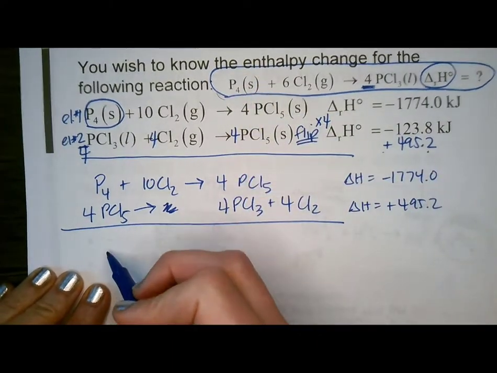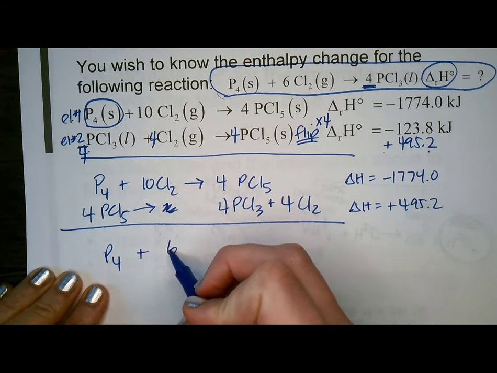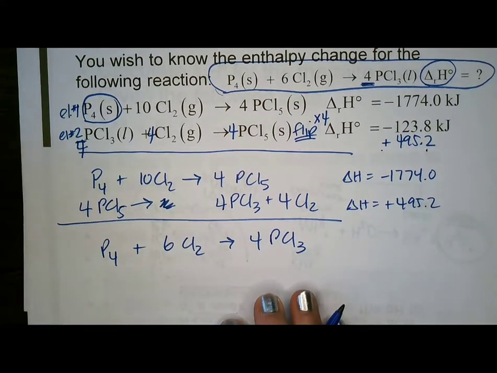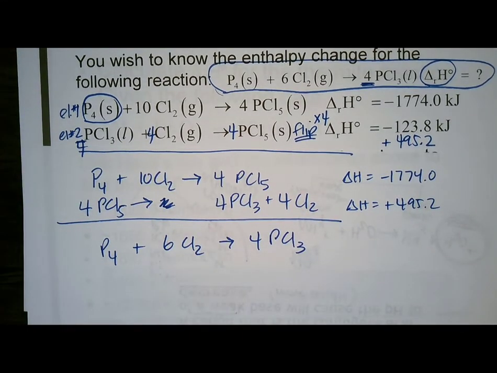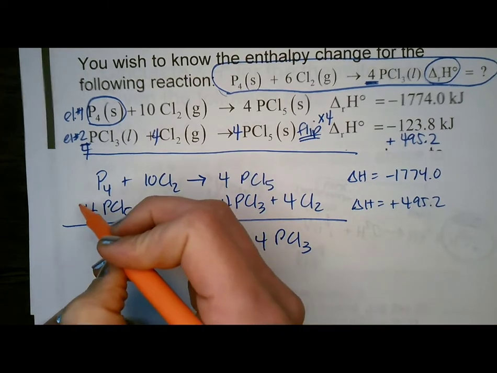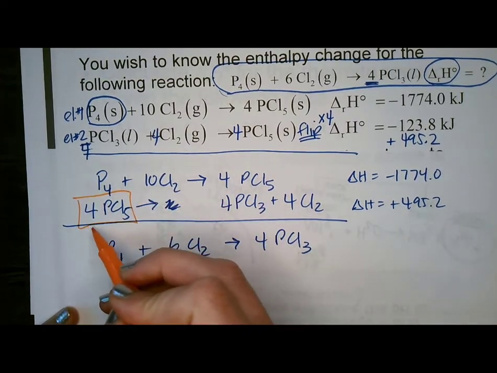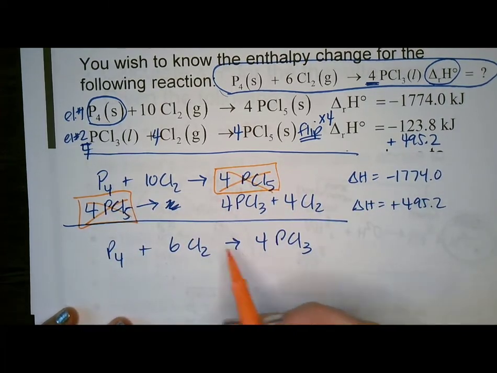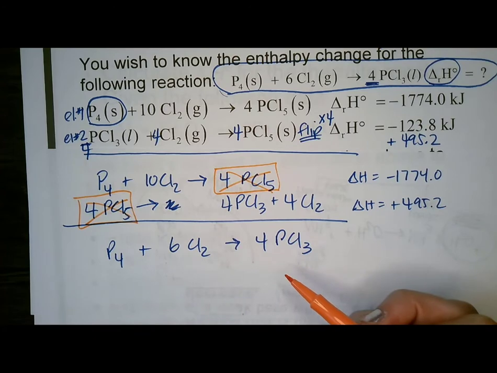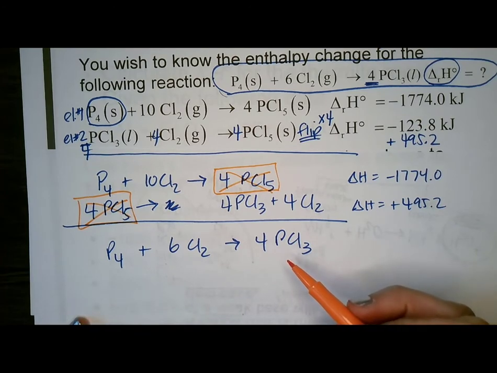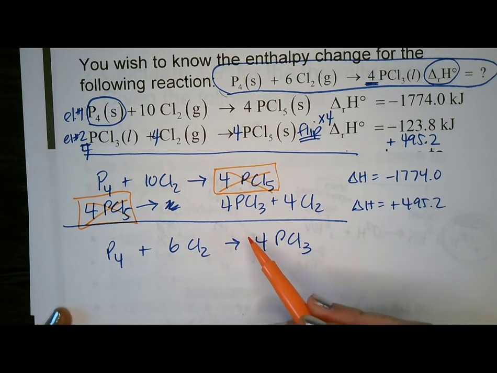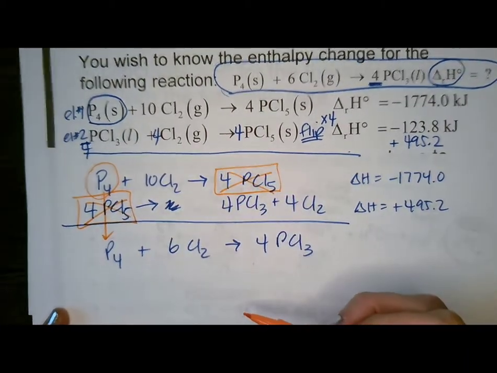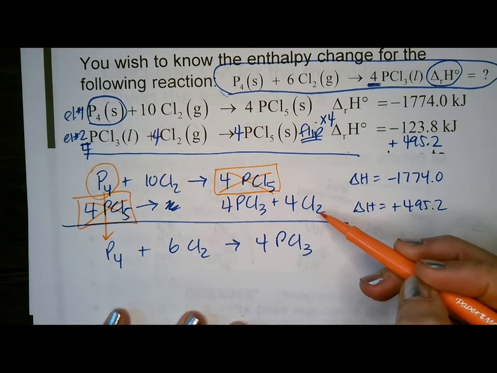We need P4 plus 6Cl2 to give us 4 PCl3. All right, let's see if we have anything that can cancel out. Notice I have 4 PCl5 on the left, 4 PCl5 on the right. Good. We want those to cancel out. We don't have that in our target equation. Let's see here. I've got P4, which is good on the left. I've got chlorines and chlorines. I'm going to come back to that one.